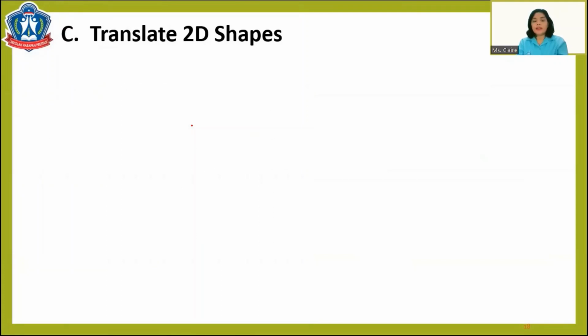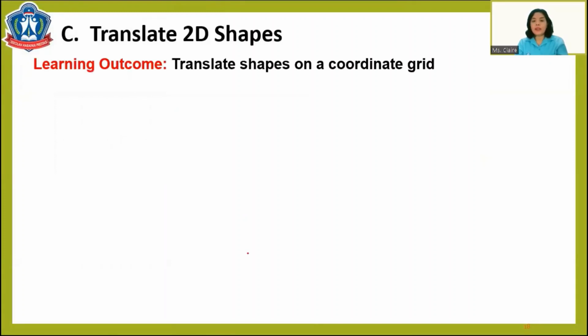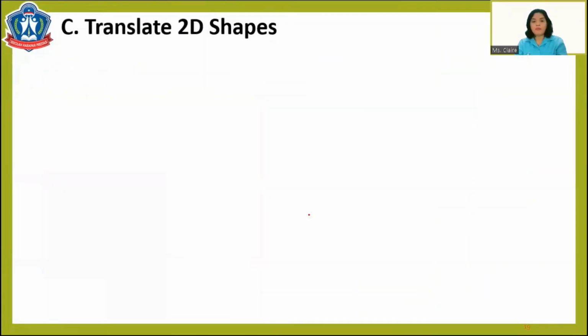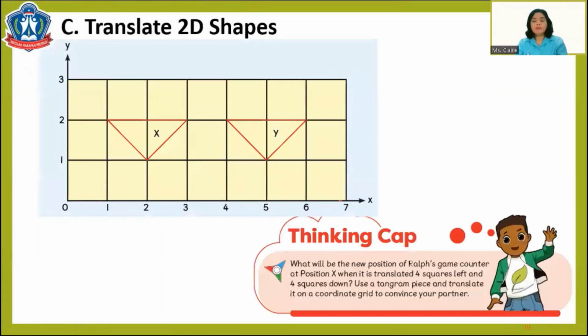Next, let's study about translating 2D shapes. When we see translating, children, we need to move the object from one position to another in the coordinate grid. Just like this picture, the position of the triangle X, and we will move to Y. How are we going to move that? Okay, take a look here. So there are steps on how to translate shapes in the coordinate grid.